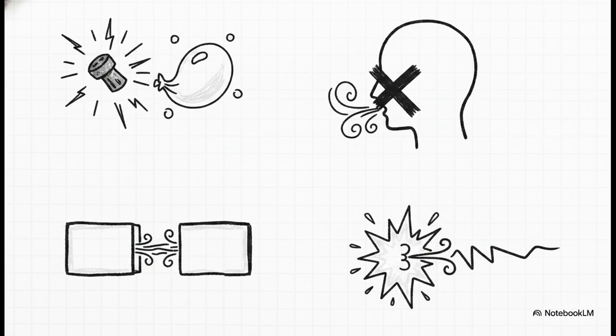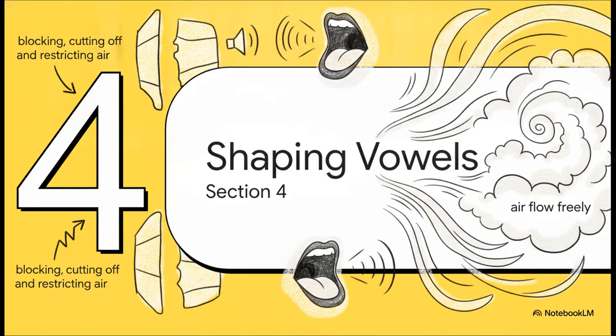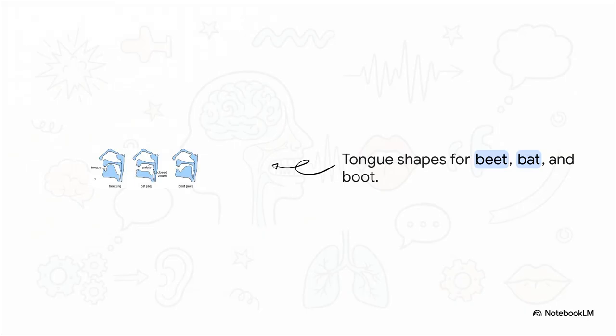But what happens when we let the air flow freely? That brings us to Section 4, Shaping Vowels and Syllables. Unlike consonants, vowels have way less obstruction. They are the loud, long-lasting, open-air sounds of our language. And notice how your tongue position changes for these.